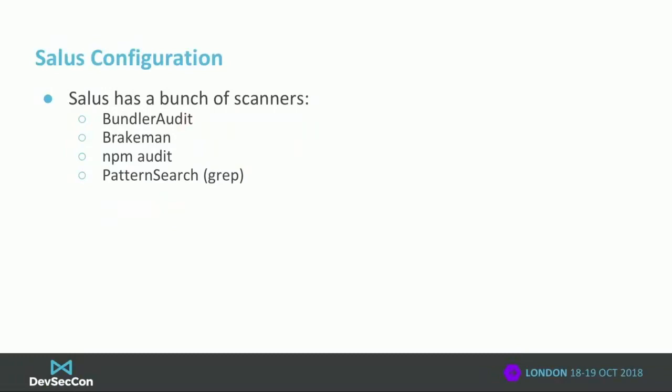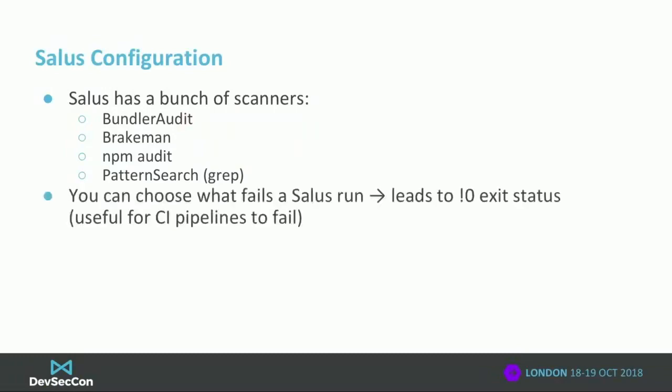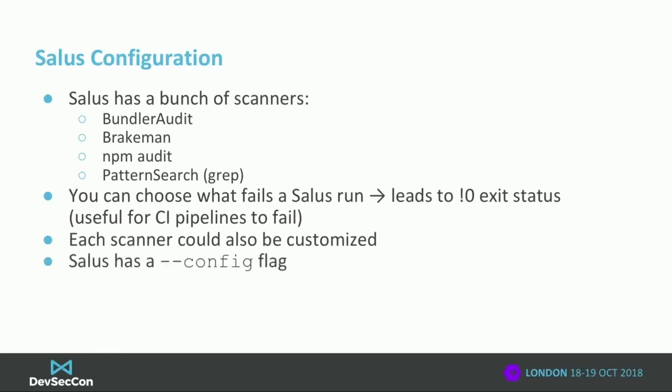So here are the scanners that exist right now. Everything will run by default, but you can say, don't run this thing because I don't think it's a good scanner or whatever. You can also choose what will actually fail the build if one of the particular scanners fails. So the way you would do that, each scanner also has its own configuration. We'll get to that. So you have a config flag.